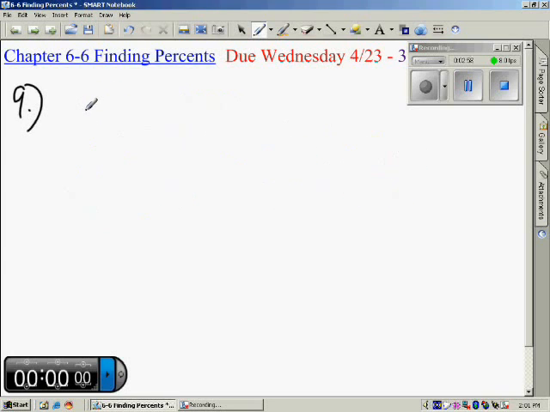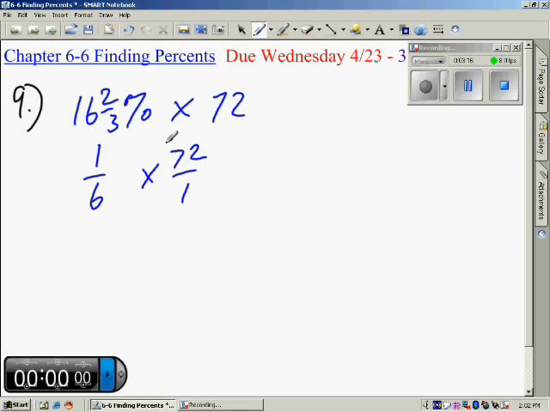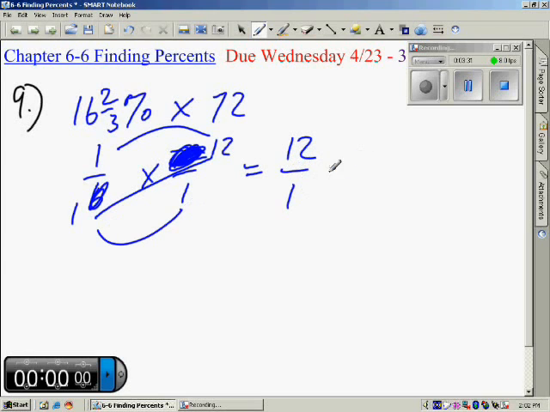Let's move on to number 9. We have 16 2/3% of 72. So we look at 16 2/3%. That's 1/6. Okay? So we're going to write 1/6 of 72 over 1. Okay, let's see if we can simplify before we multiply. 6 divided by 6 is 1, and 72 divided by 6 happens to be 12, if you know your math facts. Okay? Draw your arcs. 1 times 12 equals 12, and 1 times 1 equals 1. So the answer is 12.